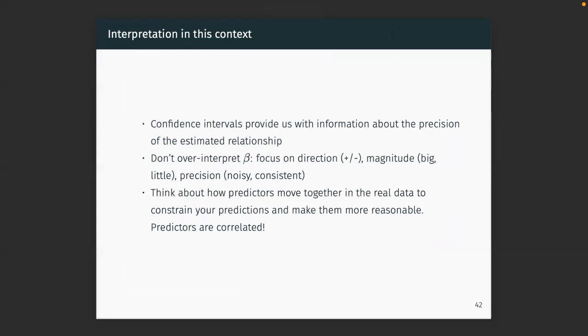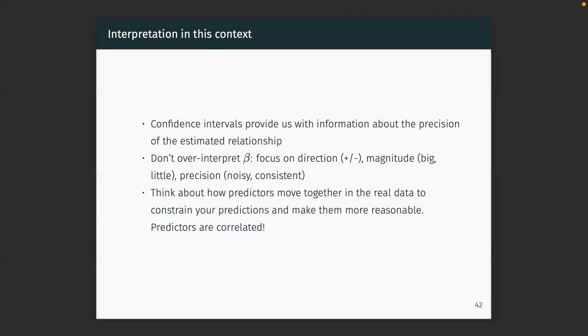Okay. And we want to think about how predictors move together in the real world to constrain our predictions and make them more reasonable, because our predictors are correlated with each other. For example, segregation, as I've said like a dozen times now, segregation and property taxes, or crime and property taxes, are correlated with each other.